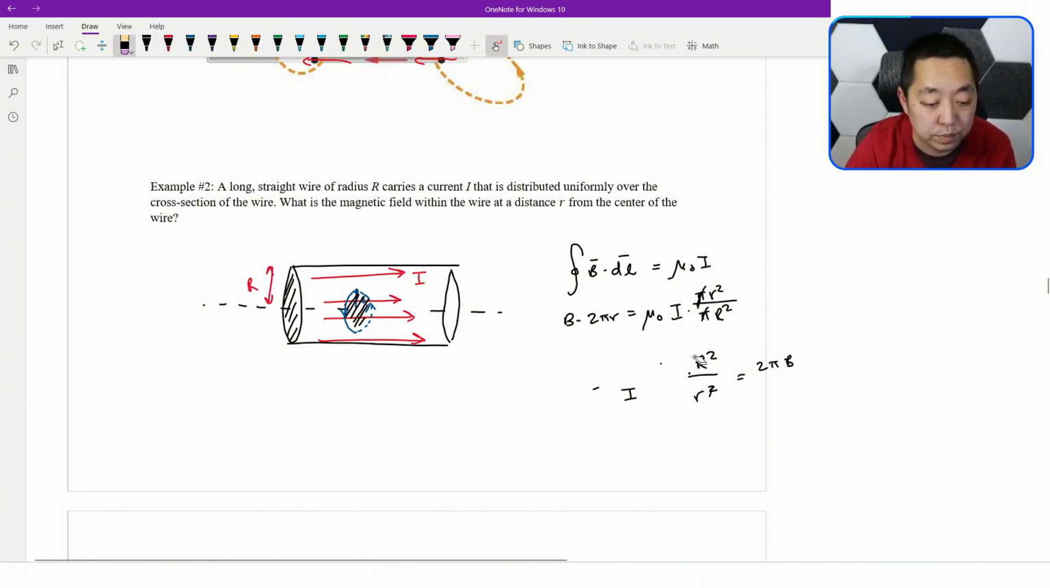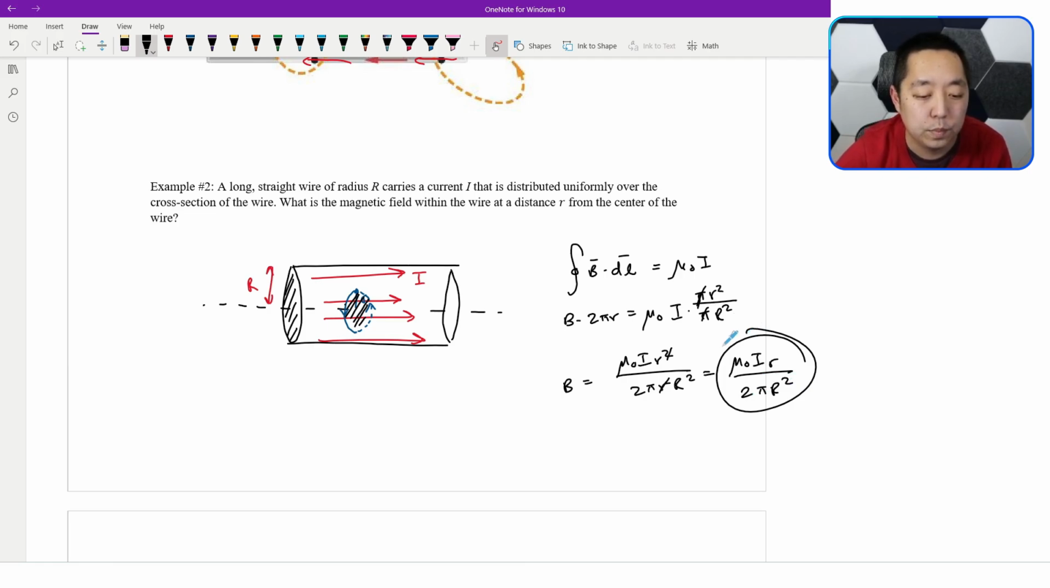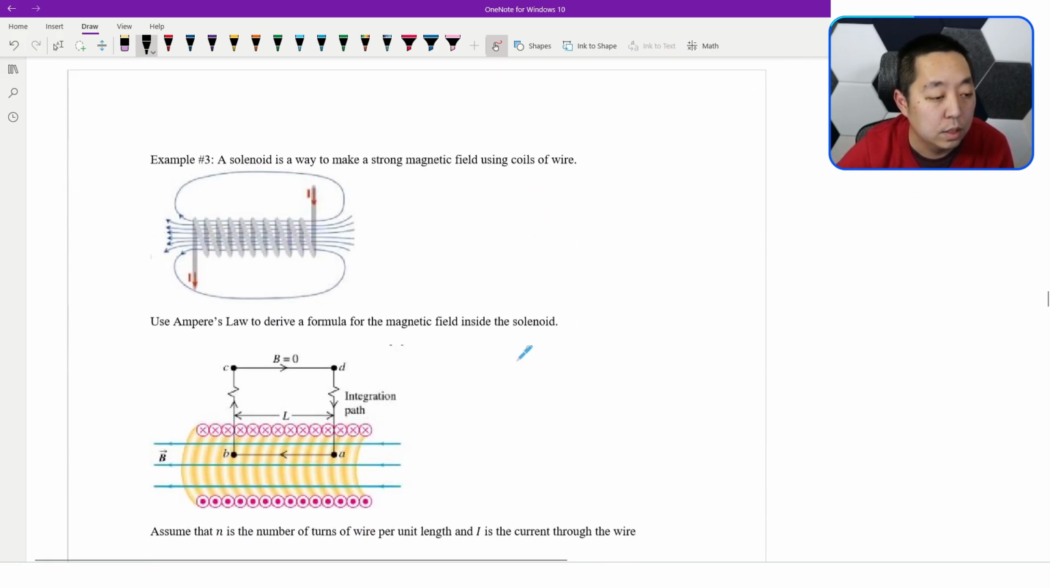Let me just do it again. You're solving for the magnetic field, so I'm just going to divide by 2 pi r. So I'm going to get mu naught I r squared over 2 pi r capital R squared. One of those r's cancel, so I get mu naught I r over 2 pi capital R squared. Like that. Okay? Let's look at example 3.